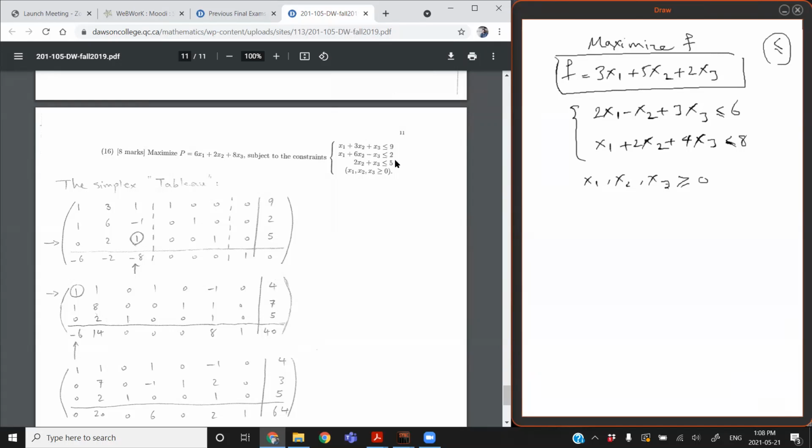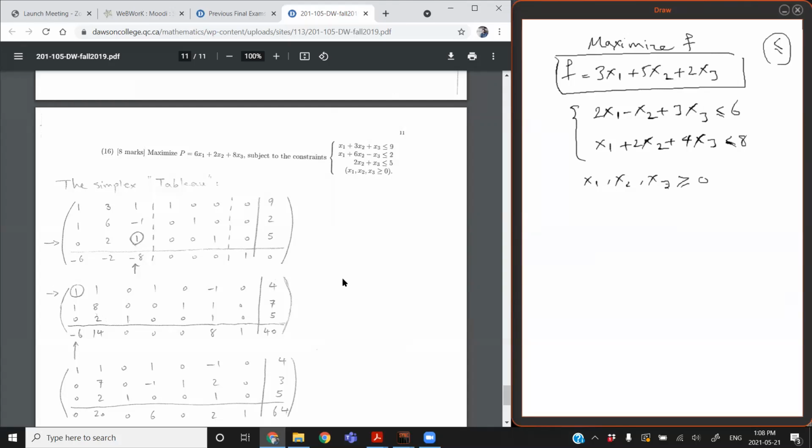Any questions so far? Can you just remind me what maximize means, please? Maximize means find the maximum value. Okay, thanks. So you're trying to find the maximum value that P can attain given these conditions. Make sense? Okay. Any other questions?